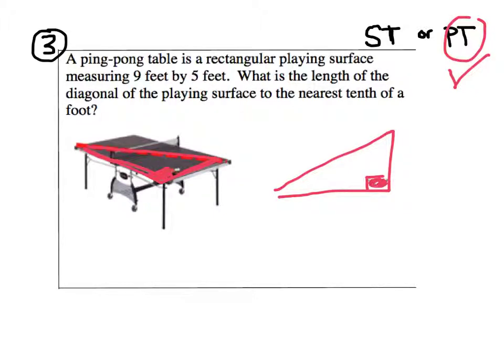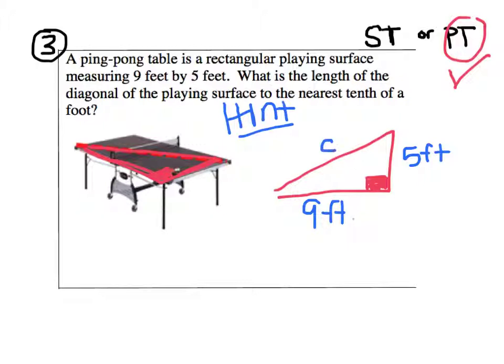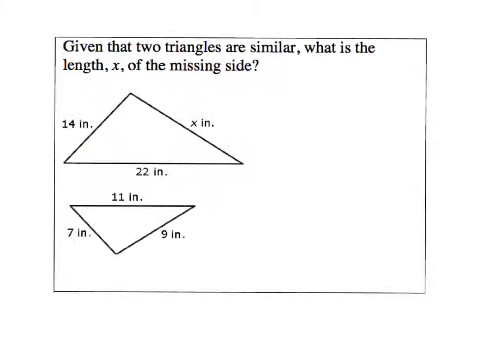Pause the video, solve this problem, hit play if you need a hint. Ready, pause. Here's your hint. I'm going to label my triangle 9 feet by 5 feet. And we're going to solve for C. This will be A, this will be B. Pause the video, solve problem 3, hit play when you're done. Ready, pause. Problem number 4.